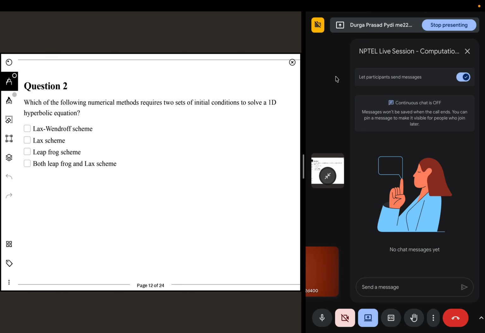Okay. Which of the following numerical methods requires two sets of initial conditions to solve a 1D hyperbolic equation? All these schemes are explicit schemes. So which one requires two conditions? Now you might have to remember the formulation for each name. Otherwise, answering this type of question will be difficult.